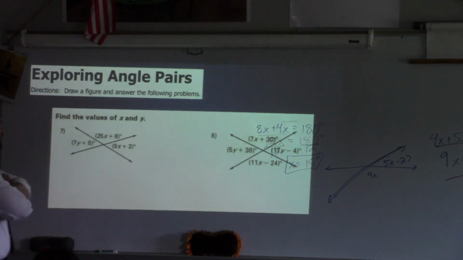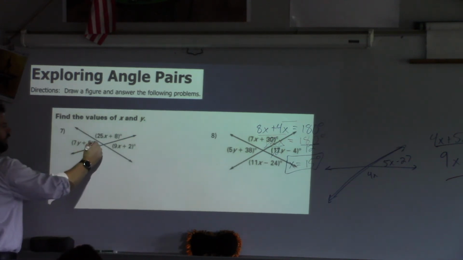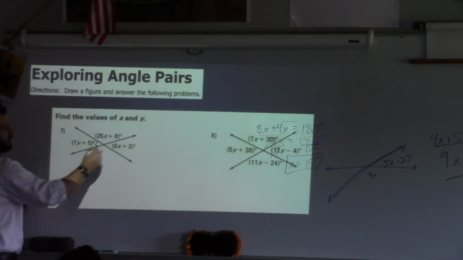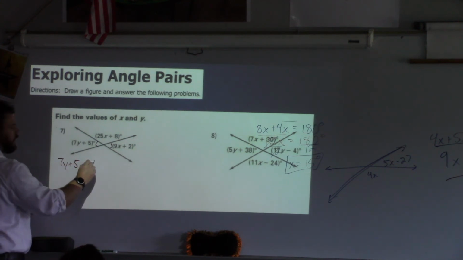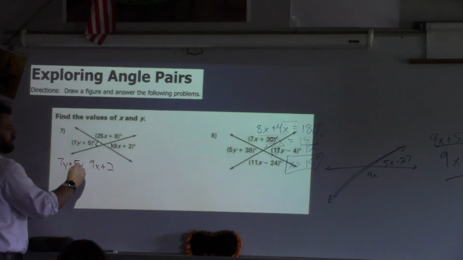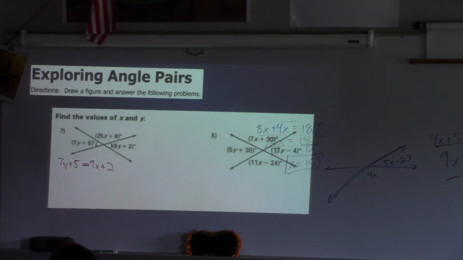Let's look at number 7 together. How in the world are we going to find x and y? Do one at a time. Do we see any relationships that we could use here? Vertical. Where do you see vertical angles? 7y plus 5 is vertical to 9x plus 2. That means they're going to be the same answer. So 7y plus 5 and 9x plus 2 are equal. Those measures, remember, those are angle measures, are equal.